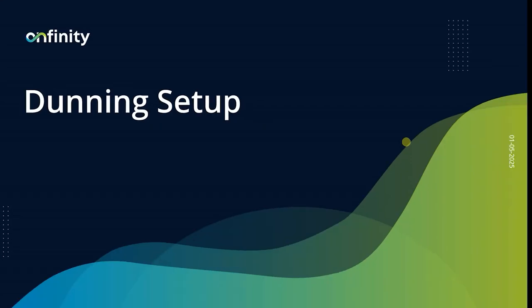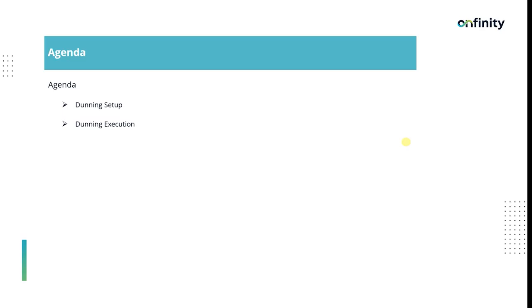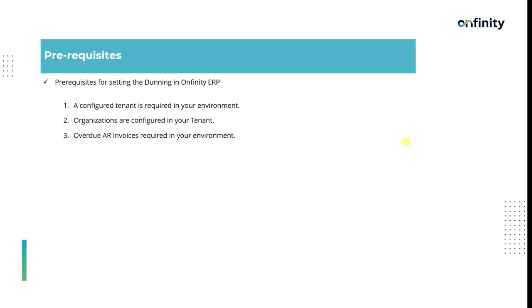In the agenda, we'll be going through how to set up the dunning and then how to execute. The objective enables you to understand the dunning and its associated terms in the context of business processes. Prerequisites for setting the dunning in Onfinity ERP include a configured tenant in your environment, organizations configured in your system, and overdue or due AR invoices available in your environment.